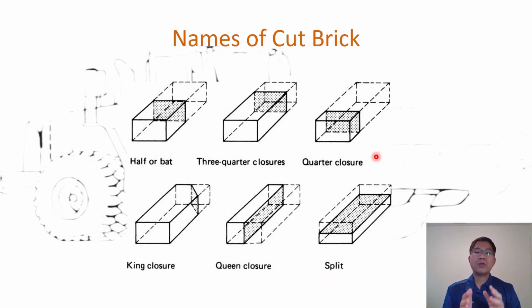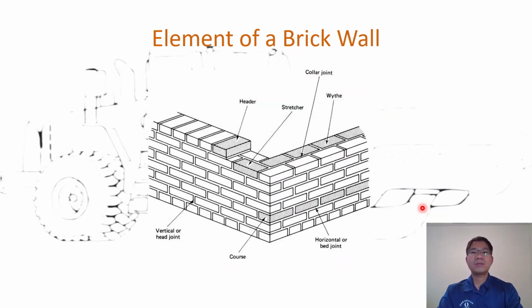And of course, when we build the walls, to get the right position sometimes we have to cut the brick. The terminology depends on how and where the brick is cut. If you cut the brick in half, we call it half. Here, a quarter closure is one quarter of the brick. Or you can cut the king closure with angles, or the queen closure, cut parallel to the length of the brick, or a split cut parallel to the height or the width of the brick. So those are the different names when we cut the brick.